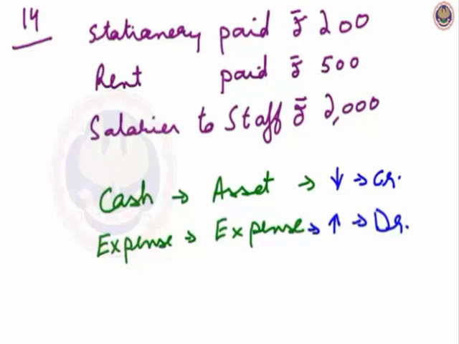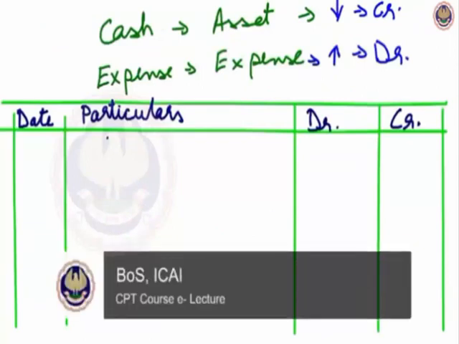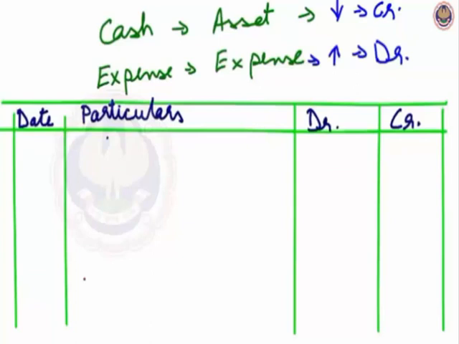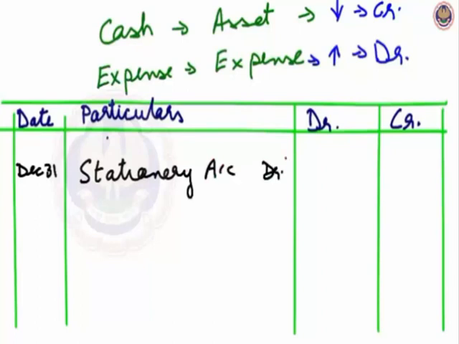So in all these cases, stationery paid, rent paid, or salaries to staff, we will be using the name of the expense. So when we pass the entry related to any expense, we always debit the name of the expense. So in this case, as all these entries are made on December 31st, what we will do is stationery account debit, rent account debit.